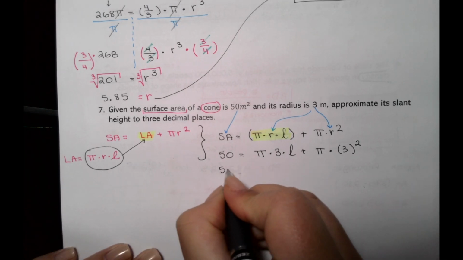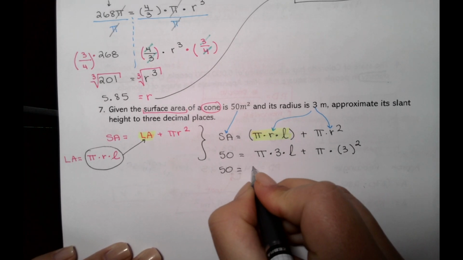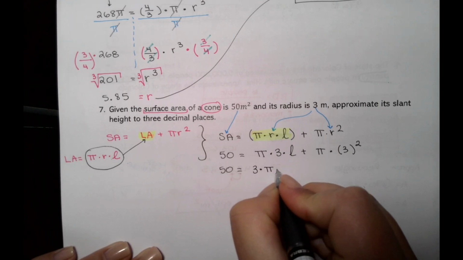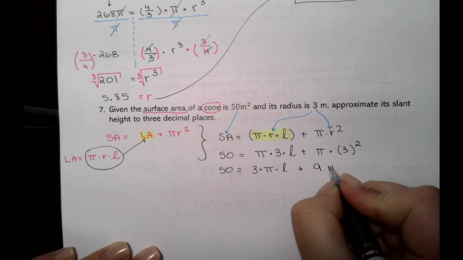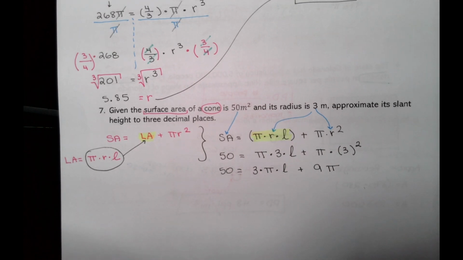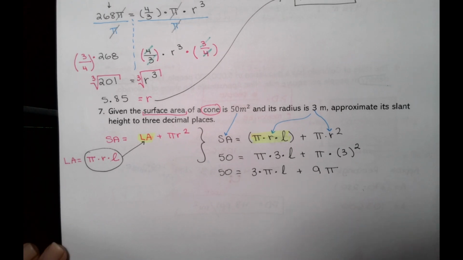So I still have 50 here. I'm going to rearrange this and say we got 3 times pi times our slant height plus we got 9 pi. Now it is your choice because they are allowing you to round. If you start typing this into the calculator, you are going to be rounding early, so your answers are going to be slightly off. So keep it. You have to do this question in particular steps. If you start to combine things, it's going to go really wrong.